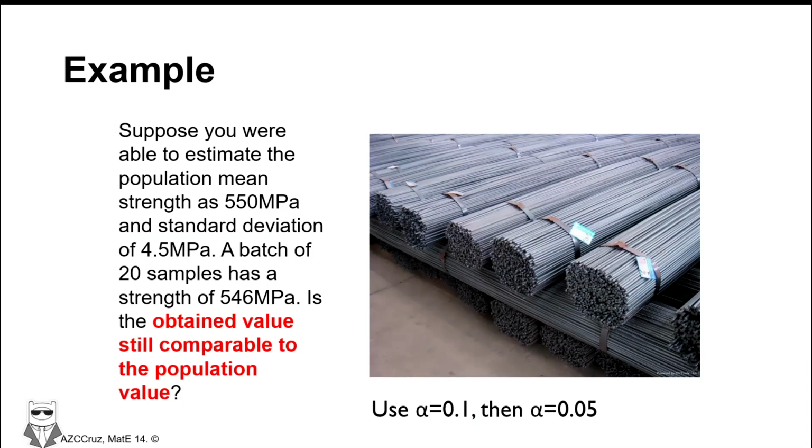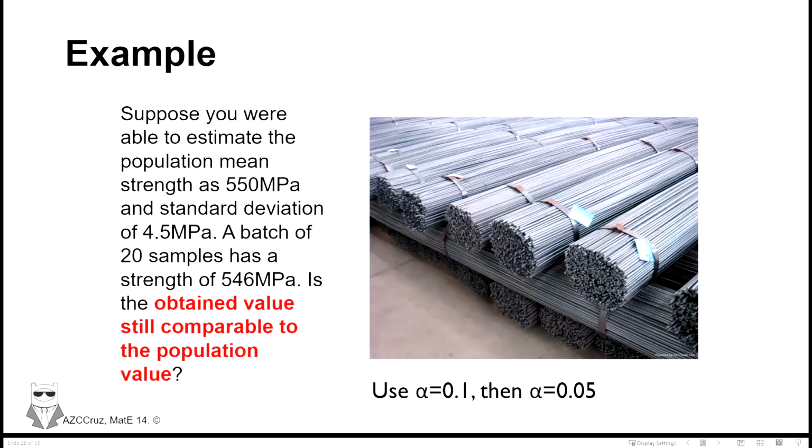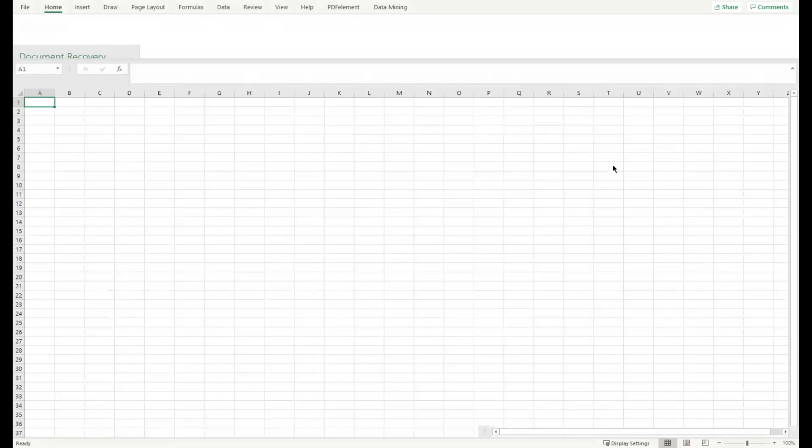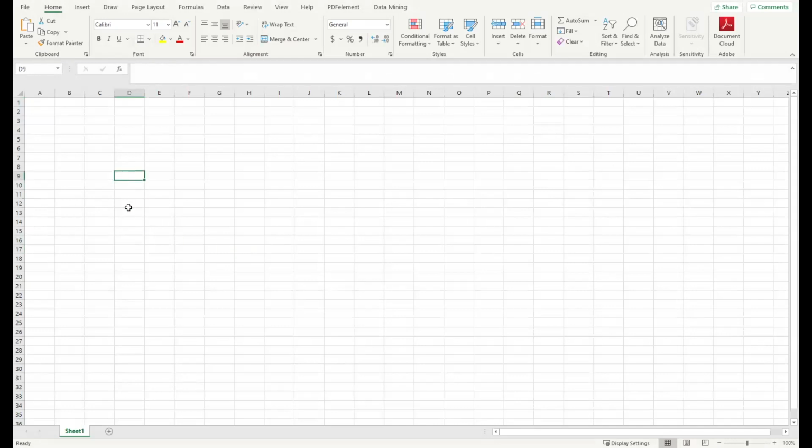Tapos wait lang, klasa. Buksan ko lang Excel ko. Excel. Nasaan yung Excel? Yan. Okay, nakikita nyo ba yung Excel ko? Yes po. Okay, thank you.